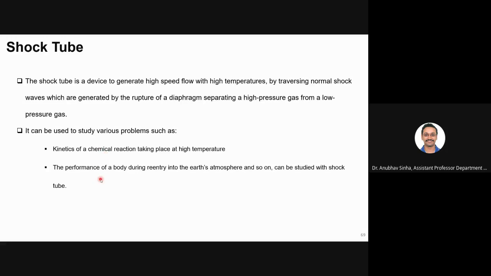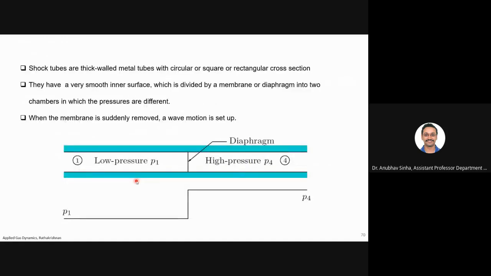Another interesting thing is, for example, when your space shuttle is re-entering the Earth's atmosphere. What happens? How will it sustain the heat, whether the design is good or not. These types of things you can study using a shock tube. Okay, now let us look at this slide.